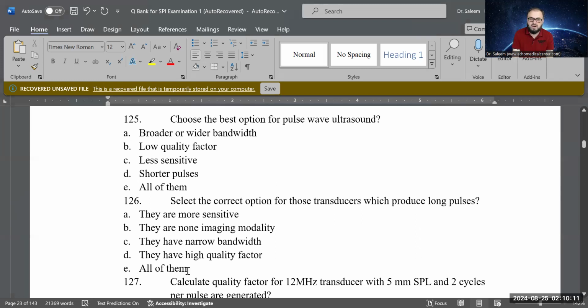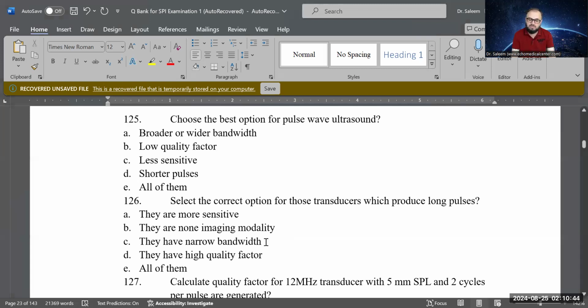Yes, I agree. All of the above, because continuous wave ultrasounds will produce a very long pulse, like uncountable cycles in that one pulse. So they are more sensitive because they target one point. And then they're non-imaging because the same pulse will not return to the same crystal. It will return to a different crystal. It means the same crystal that generated the pulse will not listen to the reflection. So they are non-imaging. There is no picture on them.